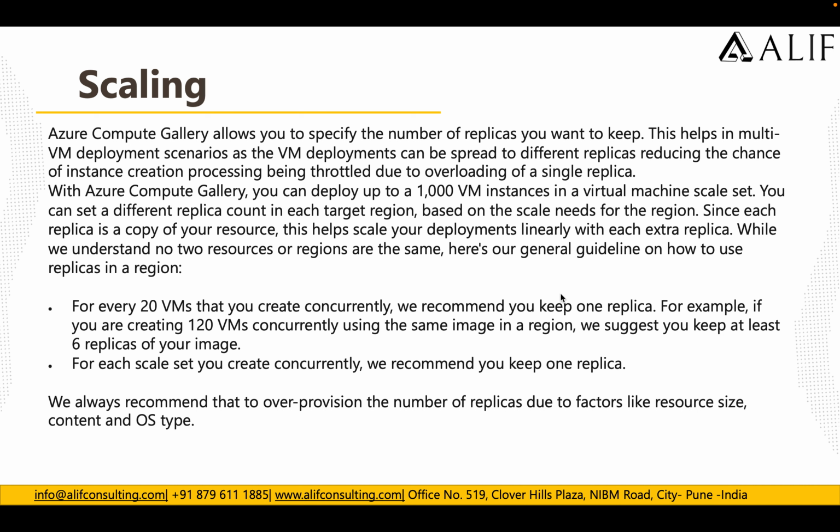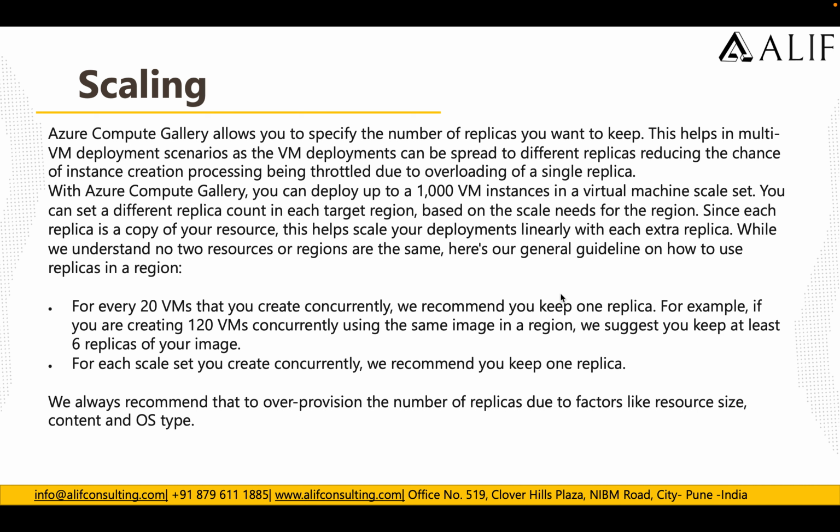So scaling is one of the ways, right? As we know from the limitation, we can only deploy 1000 VMs with an image from Compute Gallery. So we can create multiple image definitions. In the multiple image definitions, we can create multiple versions, and from there we can deploy multiple VMs seamlessly without any bottleneck, or I can say throttling, due to the overloading of a single replica.